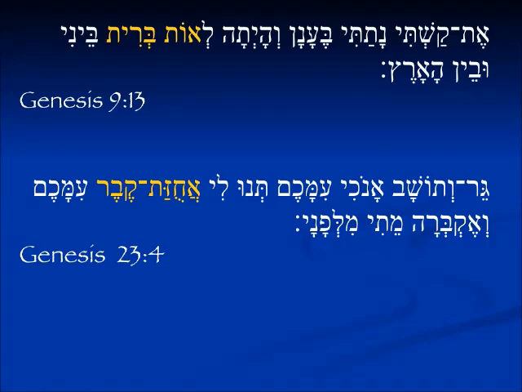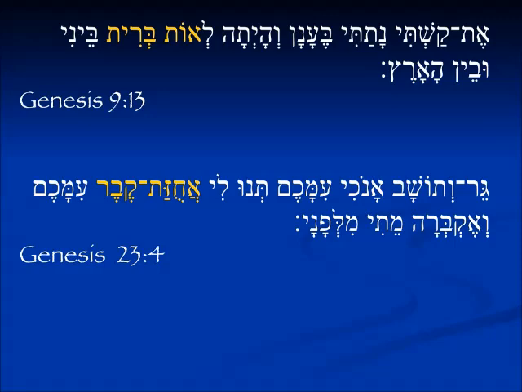Genesis 23:4. Ger v'toshav anochi imachem. Abraham is negotiating for a burying place for his wife, Sarah. He says, you know that I am a sojourner among you. Tnu li achuzat kever. Give me. Achuzat is a feminine singular form. The noun is achuzah, a possession.